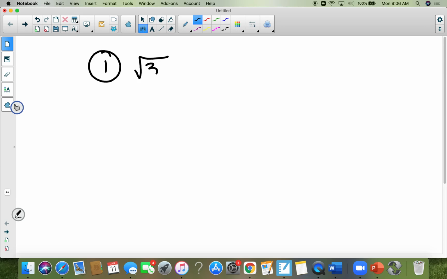So the first problem is the square root of 36. That is made up of two sixes, and for every two, you can take one out. So the final answer for number one is 6.